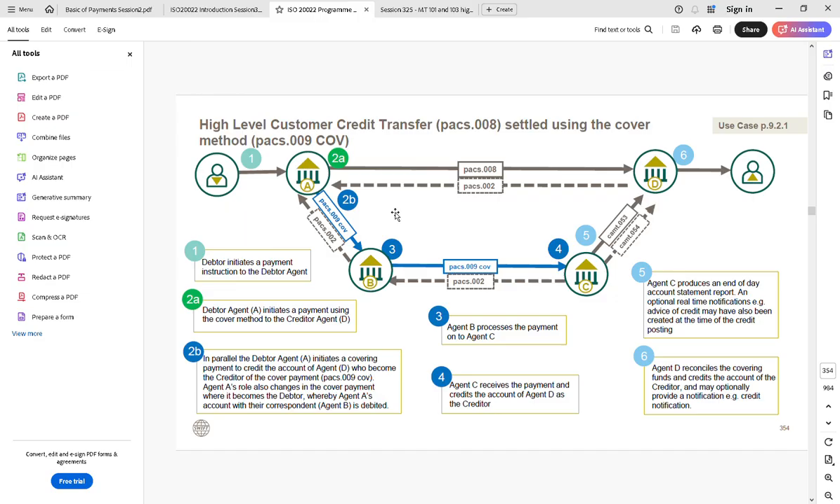Okay. Now I will put one more sentence here. Try to understand. MT202 or PACS.009 can be sent alone. Understood? But if you want to send MT202 cover or PACS.009 cover, you have to initiate MT103 and PACS.008 together with that. Understood the sentence?